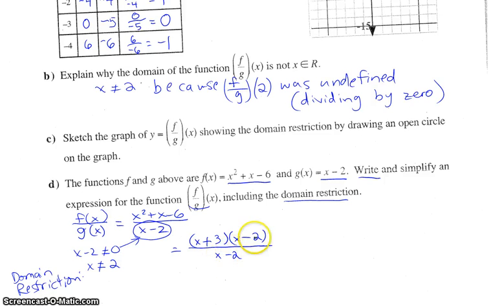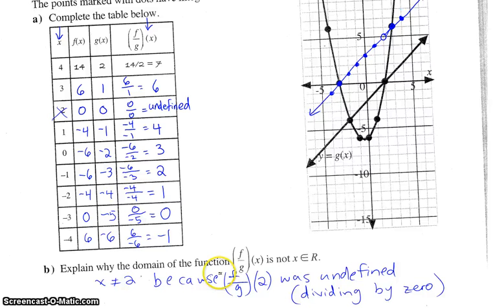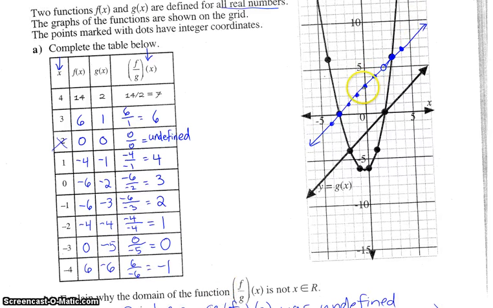And now that we have a common factor, we can divide that out. And the simplified expression would be x plus 3. Now if you remember, y equals x plus 3 is a straight line with a slope of 1 and a y-intercept of 3. Does our graph look like that? Let's check it out. Okay, look at that. Y-intercept of 3 and a slope of 1. Up 1 over 1, up 1 over 1.